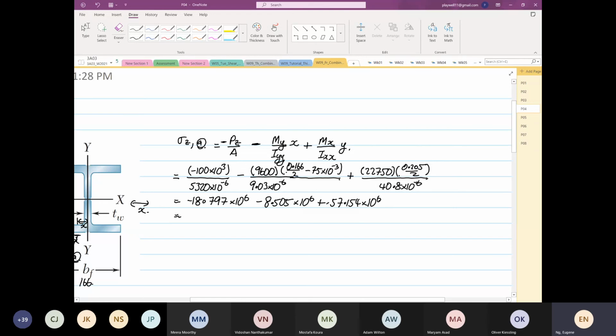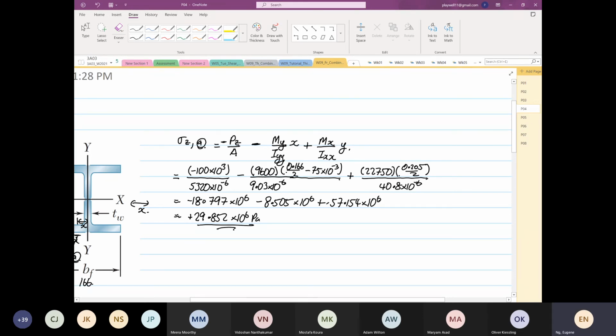So once you've done that, it's all just using your calculator, but the analysis is really, really important. So this will be equal to plus 29.852 times 10 to the power 6 Pascal.